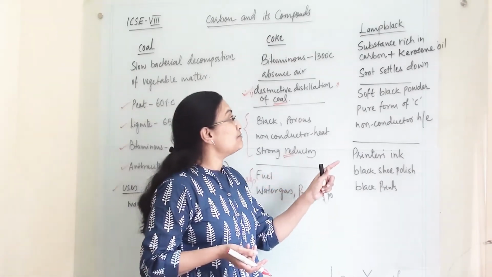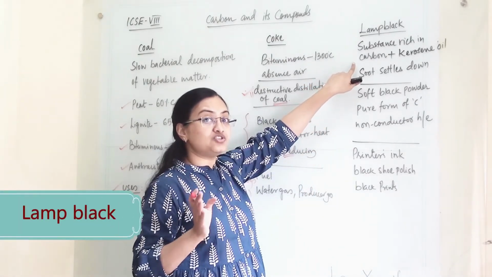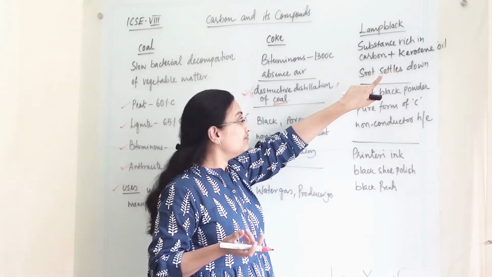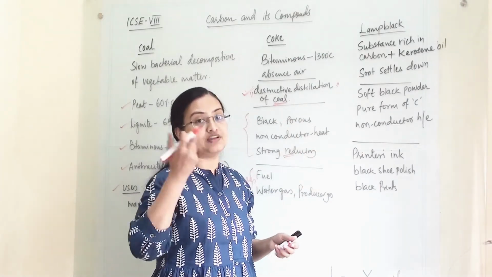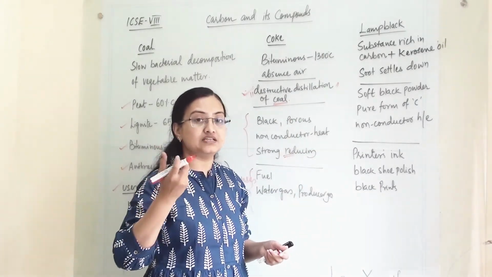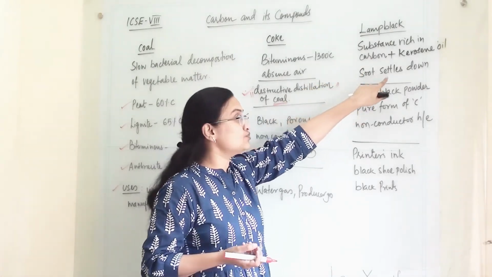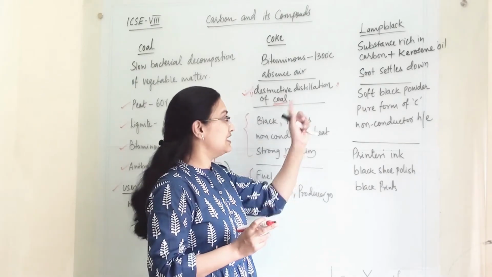Now coming to lamp black. Any substance which is rich in carbon, when we ignite it with kerosene oil, we can make lamp black. What is lamp black? The sooty flame coming out of that material, that soot consists of lamp black. So that soot will settle down and we will scrape it and collect it as lamp black.